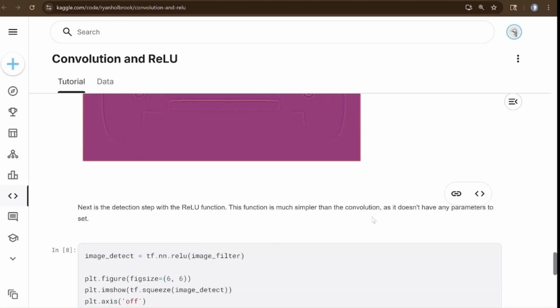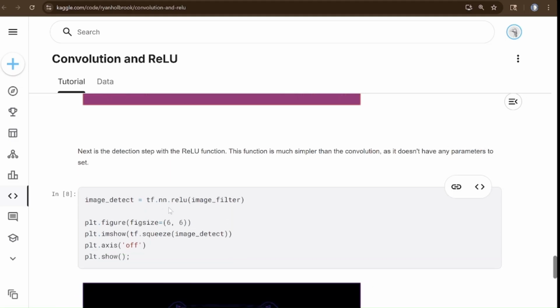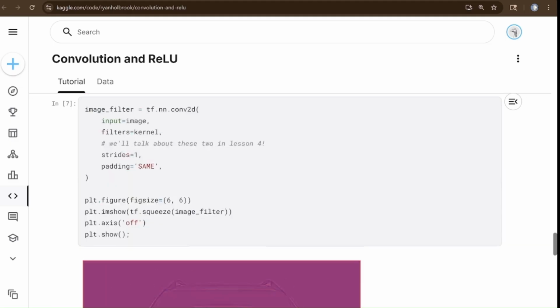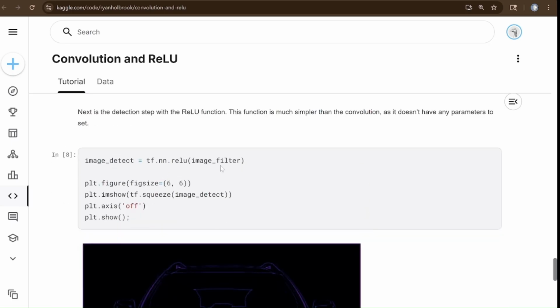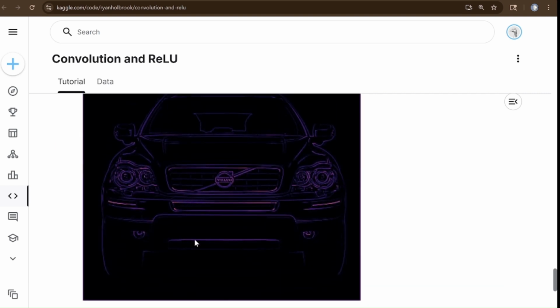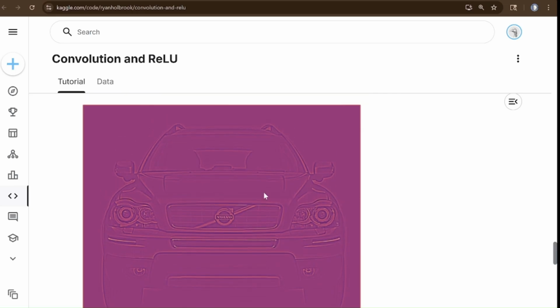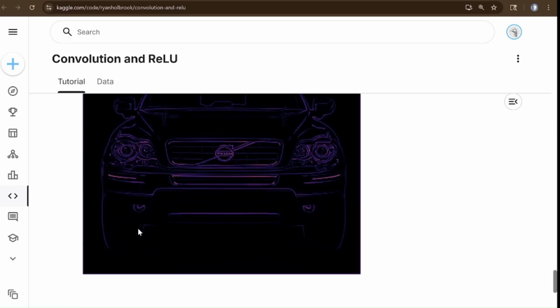This function is much simpler than convolution as it doesn't have any parameters to set. So here you just have to write tf.nn. As they have told you, some operations are performed by the tf.nn module, right? Again, you are using ReLU. So plot the same figure, show the image, now after activating ReLU. This was before ReLU, this is after activating ReLU.